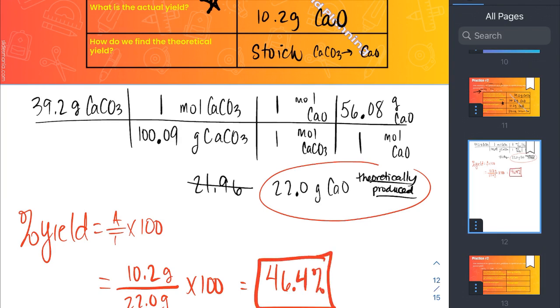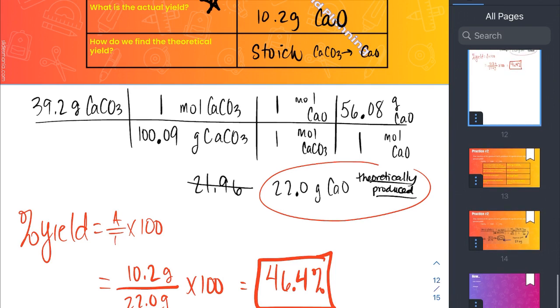I'm going to say that's a really bad percent. That means that you lost half of your product. It got lost or it didn't get made. Something bad was going on in the lab there and it just wasn't working out just right.